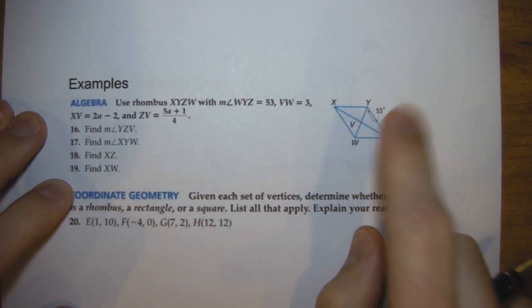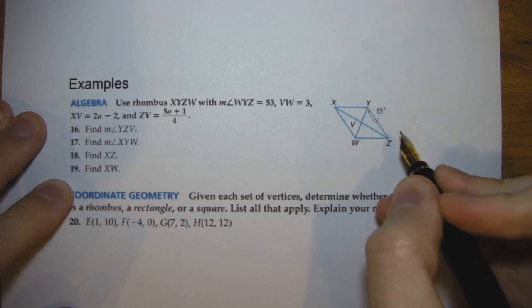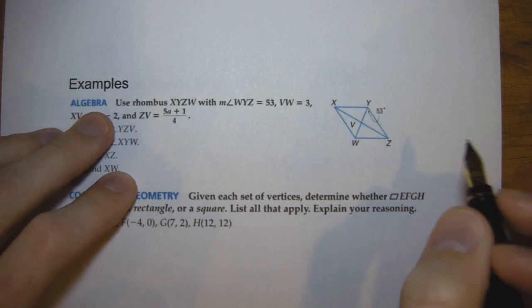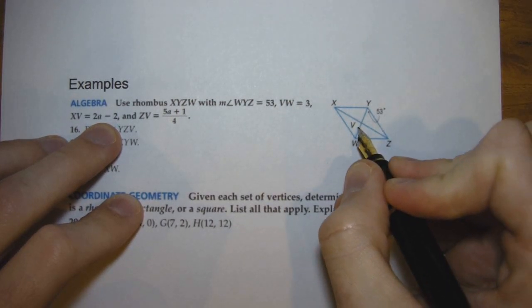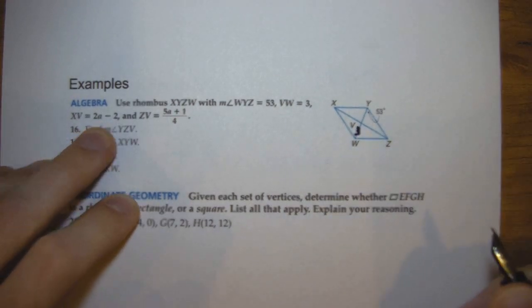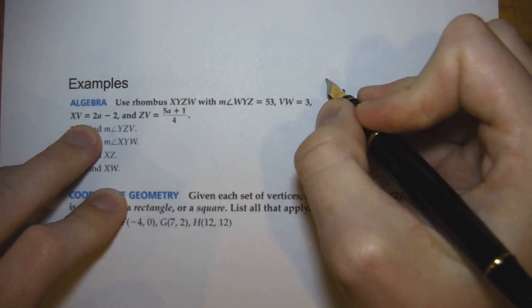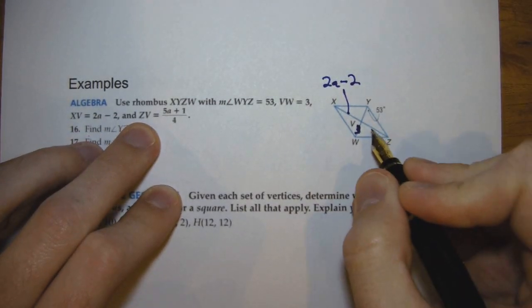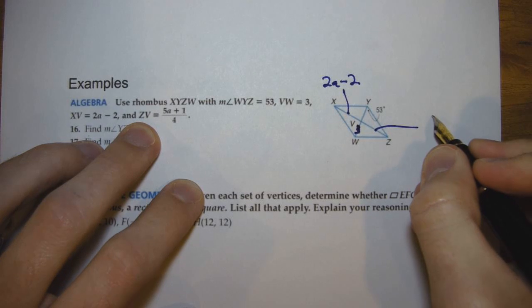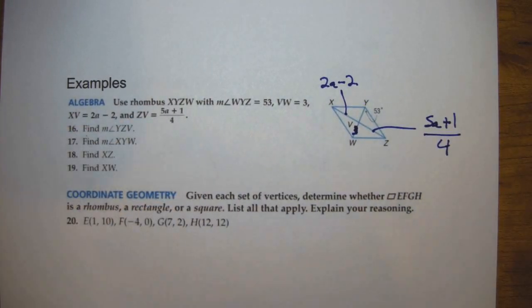Take a look. Here's our diagram. We know it's a rhombus. We've got a 53-degree angle here with W, Y, Z. We also know that VW, right here, this distance is 3, so we'll write that in. X to V, right here, make a line out, is 2A minus 2. And Z to V, on this side, is (5A plus 1) over 4. Cool. Now that we've got all the given information, we can go from there.